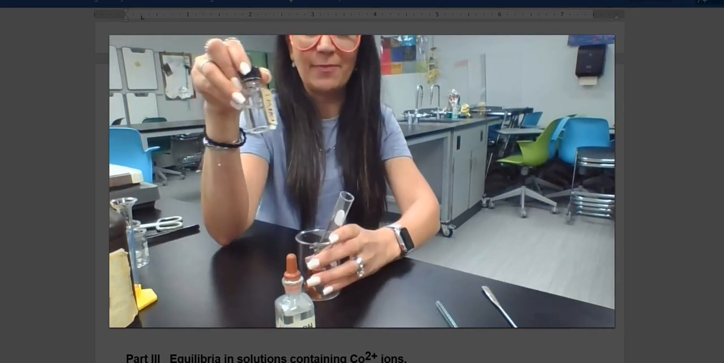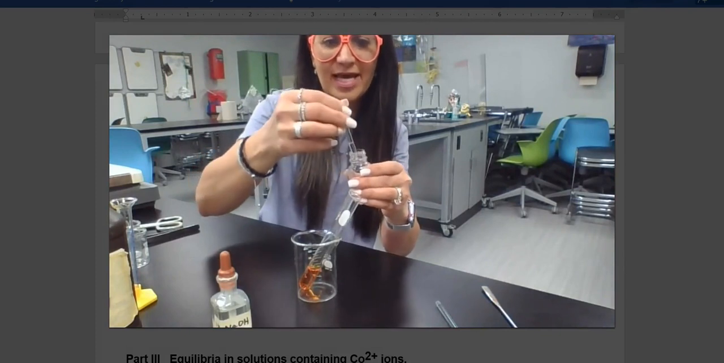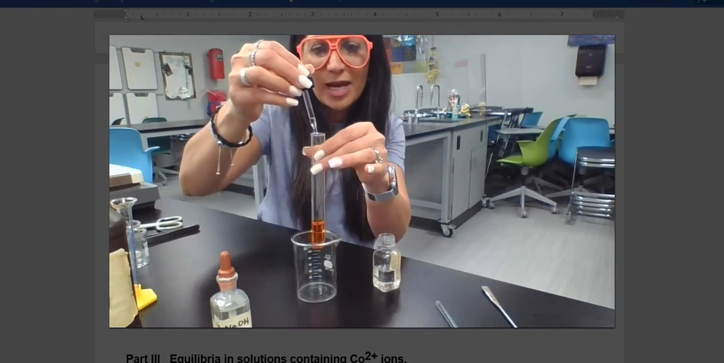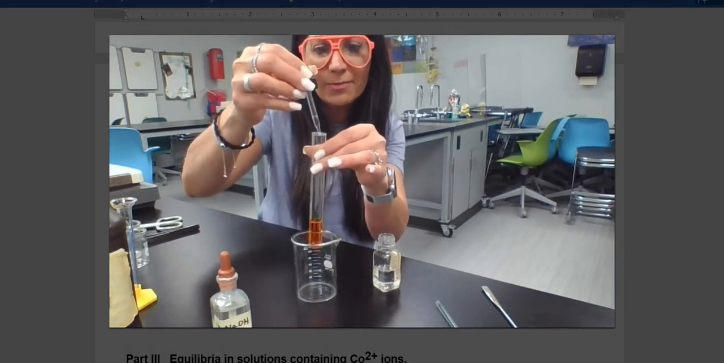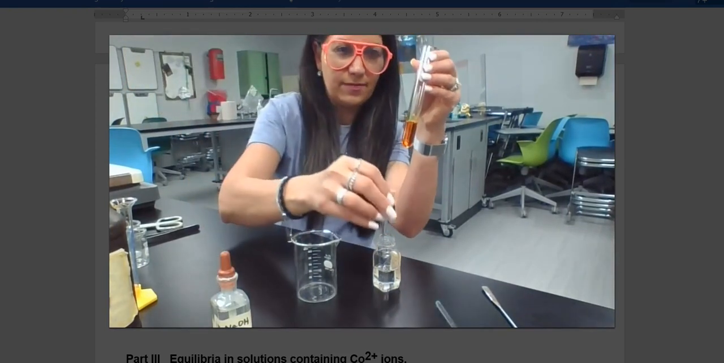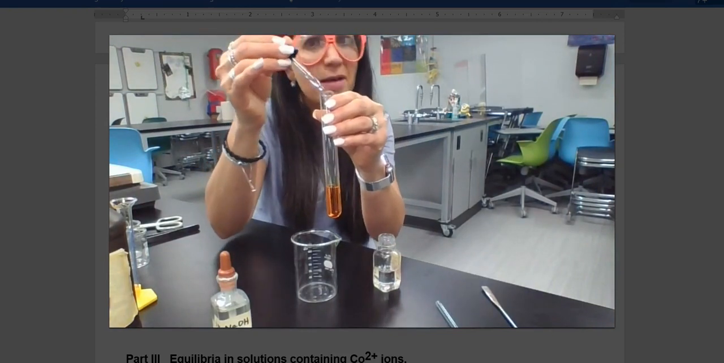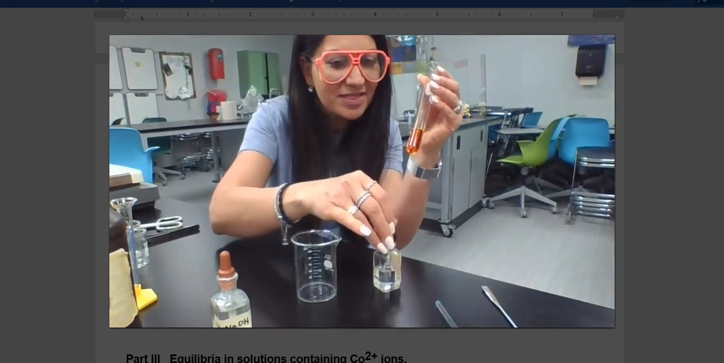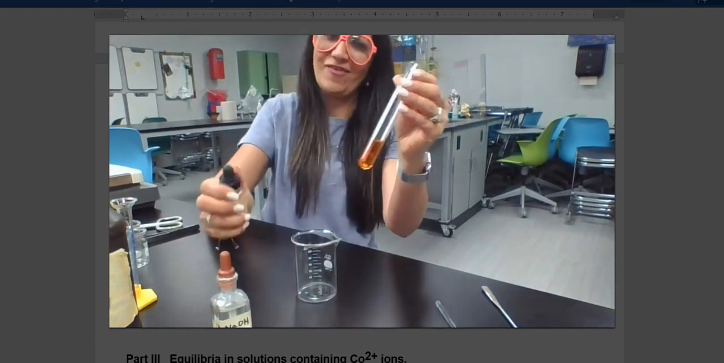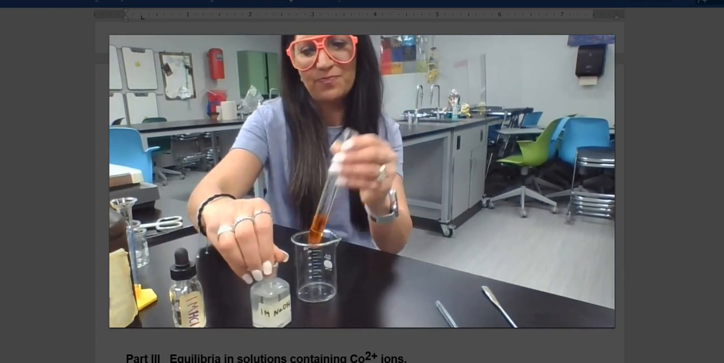Let's check to see what happens when I add HCl to this. I'm going to start adding drops of HCl: drop, drop, drop, drop, drop. It's orange. Did we do something wrong? This happens all the time in lab, and students are like, nothing's happening, it's not working. Well, let's see what happens when we add the sodium hydroxide to it.